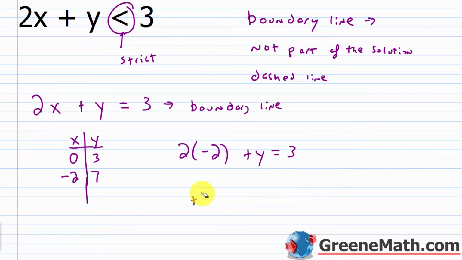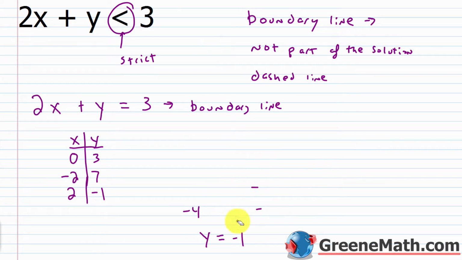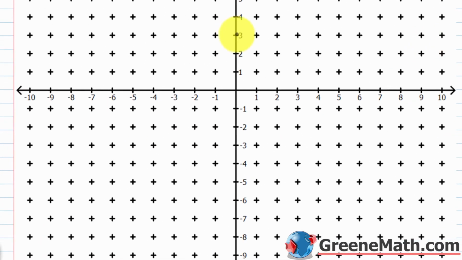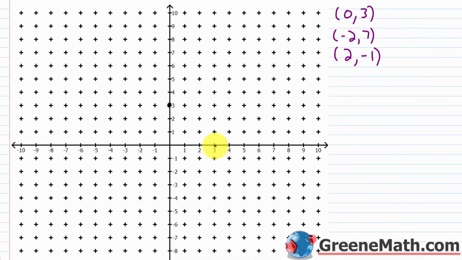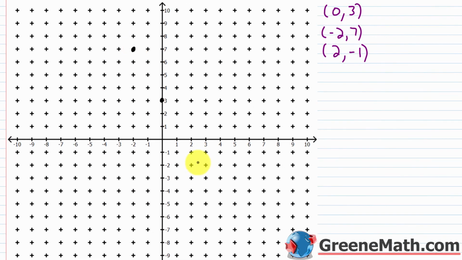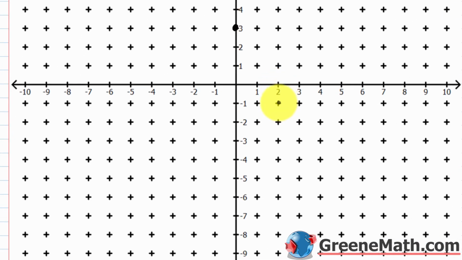And let me get one more point going here. Let's say x is positive 2. So I'd have 2 times 2, that's 4, plus y equals 3. Subtract 4 away from each side of the equation. I'd have y is equal to negative 1. So I have 3 points there, 3 ordered pairs. And I'm just going to plot them on the coordinate plane. So (0, 3), (negative 2, 7), and (2, negative 1). So (0, 3) is going to be right here. (Negative 2, 7): I go 2 units to the left, 7 units up. It's right here. And then (2, negative 1) is going to be right here.